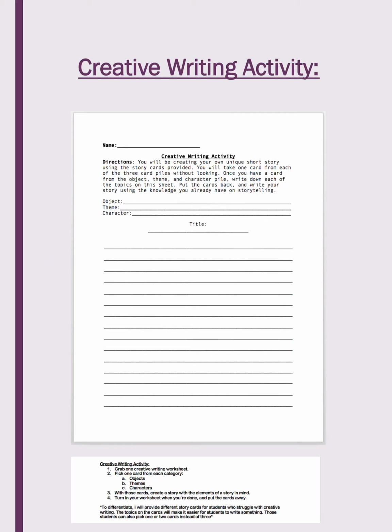My first activity that has a writing component is the creative writing activity. In this activity, students will create their own unique stories using story cards that will be available to them. Their story will need to consist of three different things: an object, a theme, and a character. They will pick one card from each of those categories, and that will determine what their story must be about.